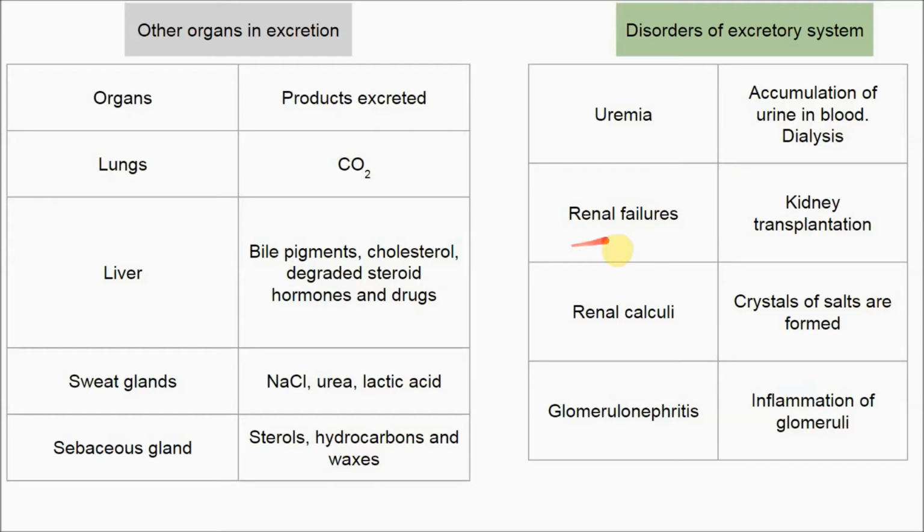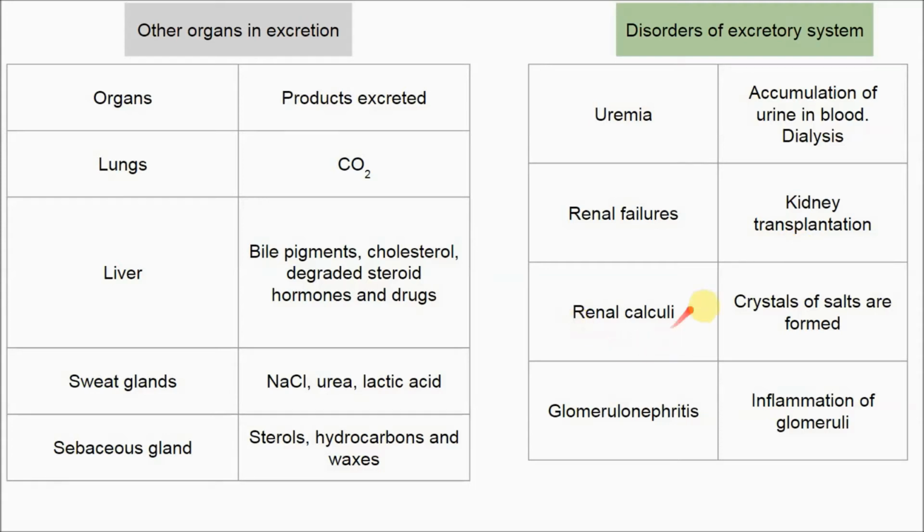The next one is renal failure, and the only option for the treatment of renal failure is kidney transplantation, where the kidney is taken from a suitable donor and transplanted to the patient. Of course, it is a very complex mechanism because there may also be a chance of rejection of the kidney in the recipient, that is the patient. We will be looking at this particular part in human health and diseases.